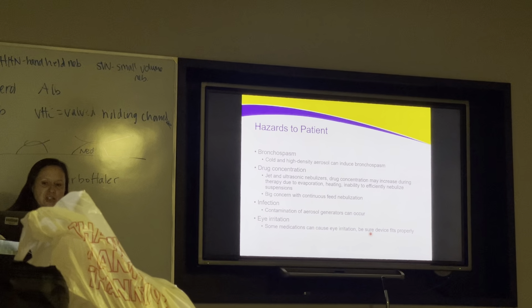There can be some infection risk if you're sharing aerosols, or if the aerosol's up for a long time. And some medications, this one in particular, the DuoNeb or the ipratropium, I'll rewrite it, ipratropium, can be irritating to your eyes and actually cause dilation of your eye, okay?